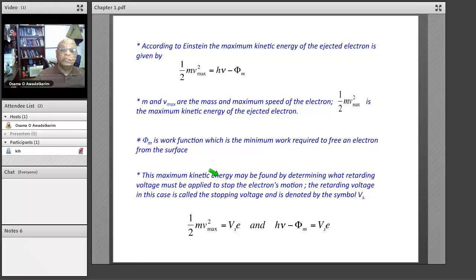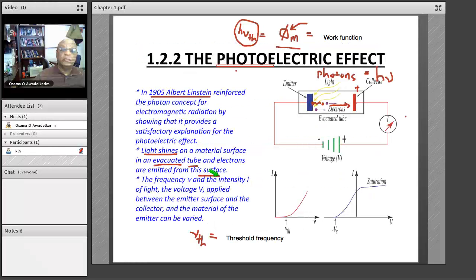So now, if we increase the energy of the incident light beyond a frequency nu th, so if we increase it to nu, which is larger than nu th, what will happen? The energy of the photon will be h nu, which is larger than h nu th, right? But h nu th is the necessary energy to free the electron, phi m.